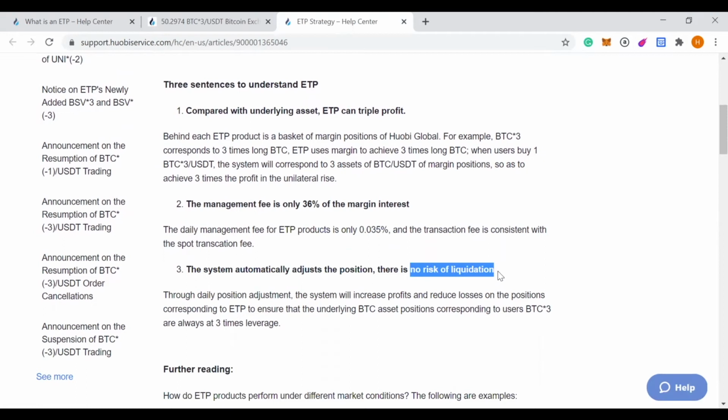Unlike futures, again, I like to say this many times, you cannot get liquidated. The worst that can happen is you do pay management fees of 0.035%. So if it continuously goes on, it's going to be reallocated and you are going to decrease your capital, but you will not lose your capital completely. Okay?